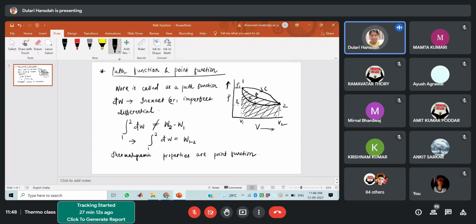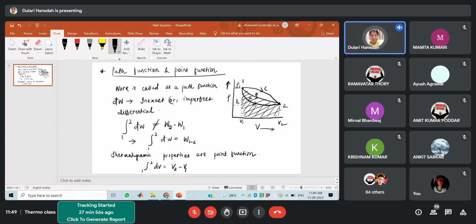Okay. So in this case, the differentials are exact type or perfect differentials. When we are integrating those properties, it will be equal to V2 minus V1. That's why these thermodynamic properties are known as point functions. Those properties have definite values at the end state. At state 1, the property values P1 and V1 are definite values. For that reason, we are able to integrate and find the values.